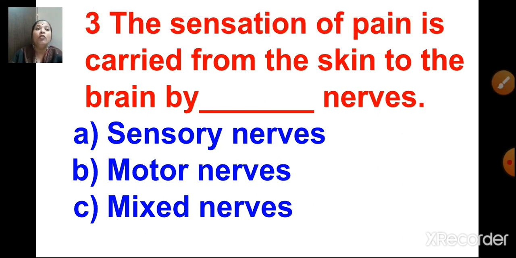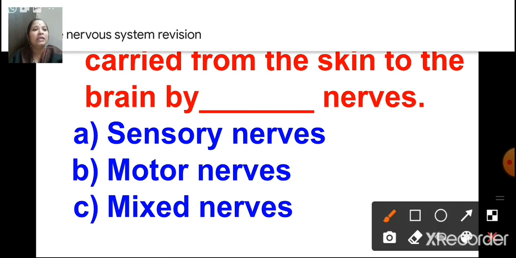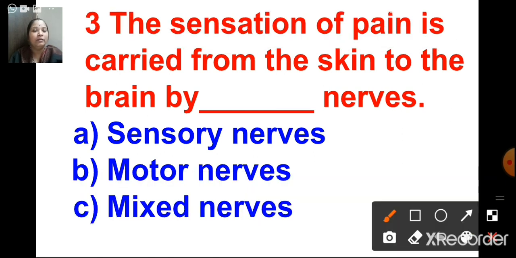The next one is, the sensation of pain is carried from the skin to the brain by dash nerves. Now, which nerves carry the sensation of pain? What do you think, children? Yes, the answer is A, sensory nerves. All the messages from the sense organs to the brain are carried by the sensory nerves, and skin is also a sense organ. So, the sensation of pain is carried from the skin to the brain by the sensory nerves.